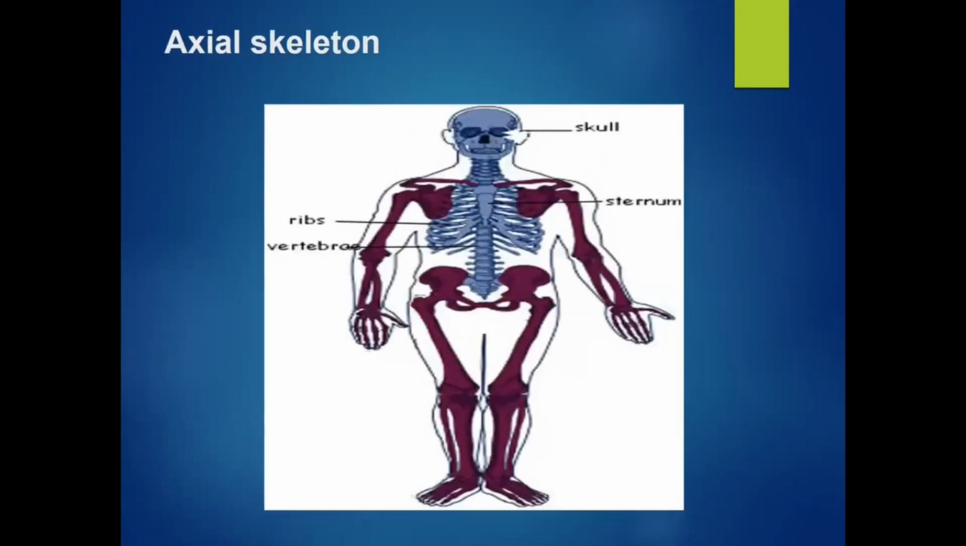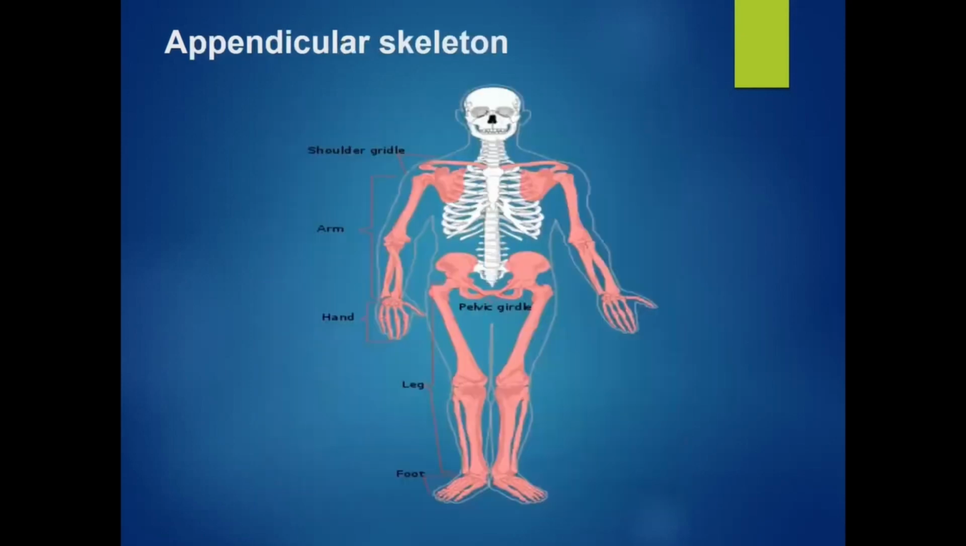The skeleton can be divided into two main parts, the axial skeleton and the appendicular skeleton. So the axial skeleton is everything you see here shown in blue. It's made up of the bones in the skull, the backbone, and the rib cage. These bones all lie on or around a sort of imaginary line down the middle of the body. The appendicular skeleton is everything shown in red. It's made up of bones of the shoulders, the upper limbs, the lower limbs, and the pelvis.